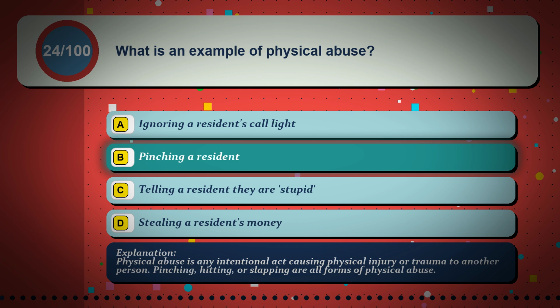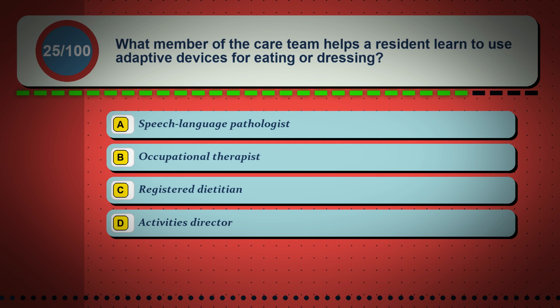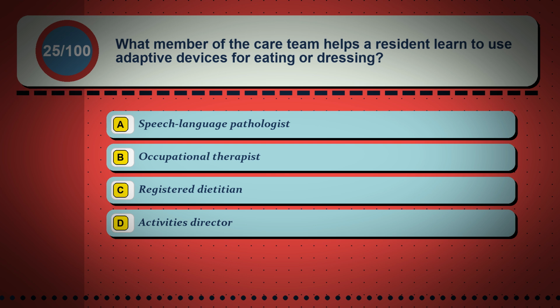Physical abuse is any intentional act causing physical injury or trauma to another person. Pinching, hitting, or slapping are all forms of physical abuse. Question 25. What member of the care team helps a resident learn to use adaptive devices for eating or dressing? Option A, a speech-language pathologist. Option B, occupational therapist. Option C, registered dietitian. Option D, activities director.